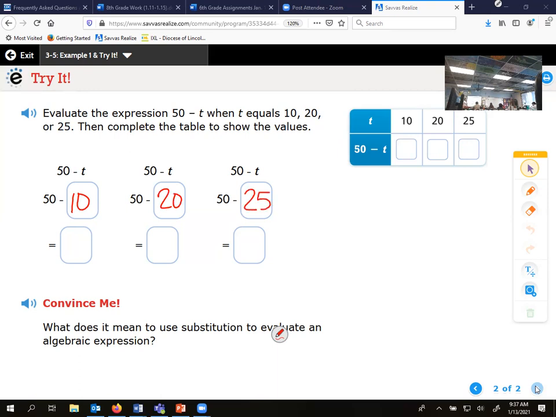What does 50 minus 10 equal? 40. What does 50 minus 20 equal? Josie? 30. And what does 50 minus 25 equal? Matthew? Okay, and then I'm just gonna put those answers up here in the chart. So what this chart says is when t is 10, this expression has a value of 40. When t is 20, the expression has a value of 30. And when t equals 25, this expression has a value of 25.